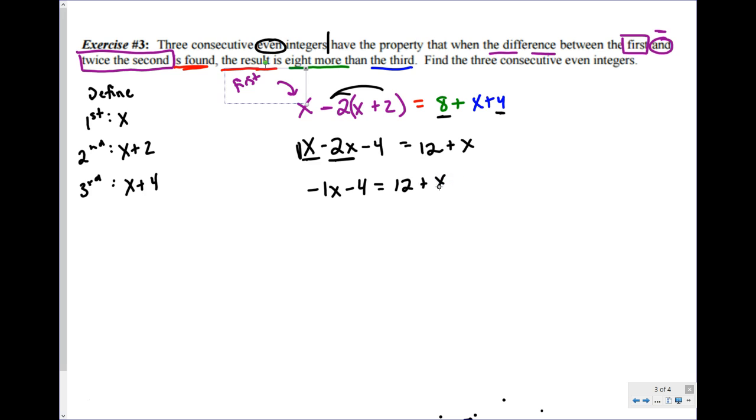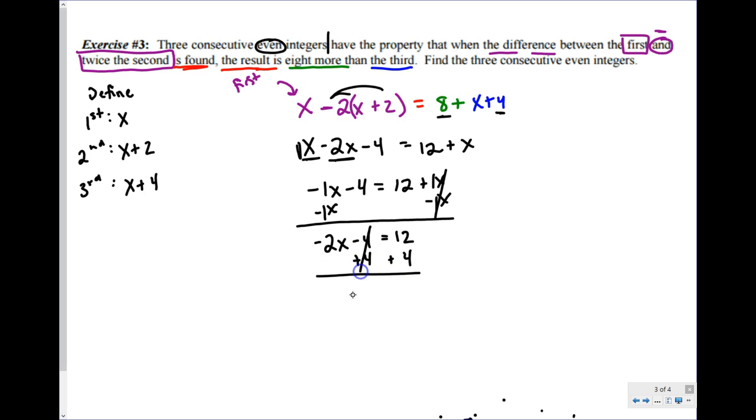Okay, now we're in that same situation where I got to get my x's on the left side, so I'm going to subtract. This is like saying I've got an invisible 1 again, if that helps you. They cancel out. Don't get fooled by the signs here. Negative 1 minus 1 is negative 2. They don't cancel out. They only cancel out if the signs are opposite. Bring down the negative 4 and 12. Now add 4 on both sides, and you get negative 2x equals 16. Last step, divide by negative 2, and I get my first integer to be negative 8.